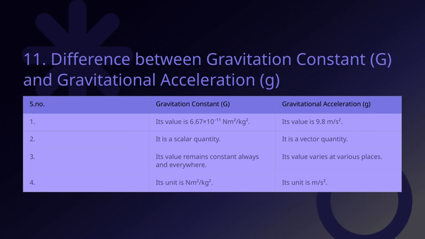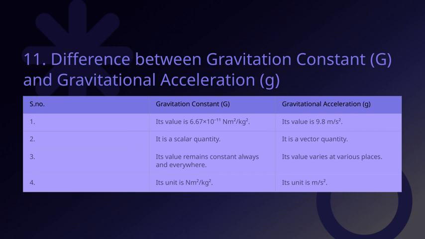Now, moving on to g, the gravitational acceleration. Its value on Earth's surface is approximately 9.8 meters per second squared. Unlike G, g is a vector quantity, so it has both magnitude and direction, pointing toward the center of the Earth. Unlike G, the value of g can vary depending on your location. Elevation, latitude, or local mass distributions can cause slight differences. Its unit is meters per second squared, aligning with it being an acceleration.